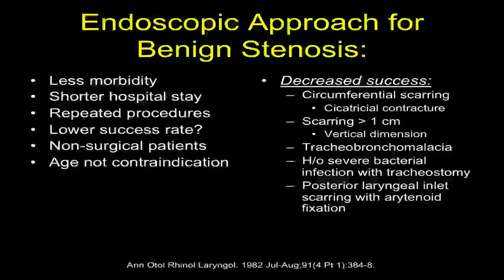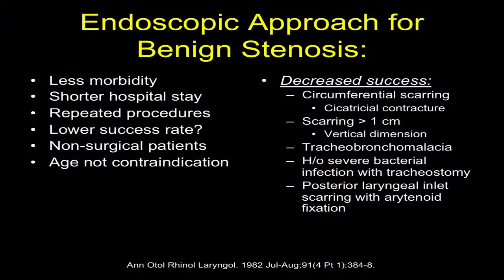I can get non-surgical patients through endoscopic approaches, and interestingly, age is not a contraindication. So an 85-year-old who might be too sick for surgery, I can still get through an endoscopic approach for their airway stenosis. But if they've got circumferential narrowing, especially narrowing greater than 1 centimeter, they have tracheobronchomalacia, if they have severe airways infection secondary to prior tracheostomy, or they've got scarring going up to the posterior laryngeal inlet, our endoscopic approaches are much less successful.